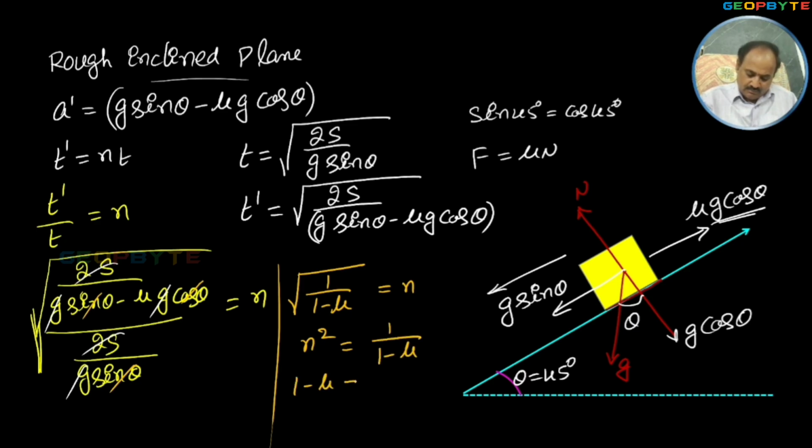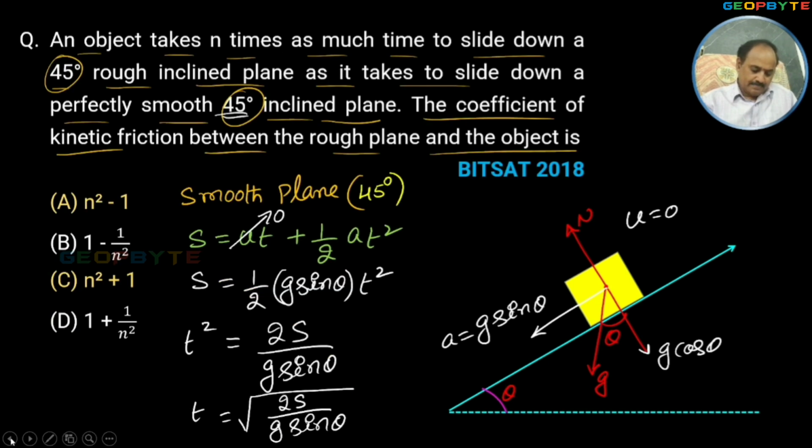1 minus mu equal to 1 by n square. Mu equal to 1 minus 1 by n square. That is the coefficient of kinetic friction. Look at option B: 1 minus 1 by n square. Option B is absolutely correct. Are you following clearly? I am trying to explain each and every point for your better understanding.